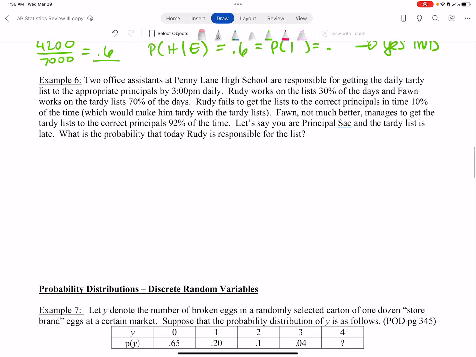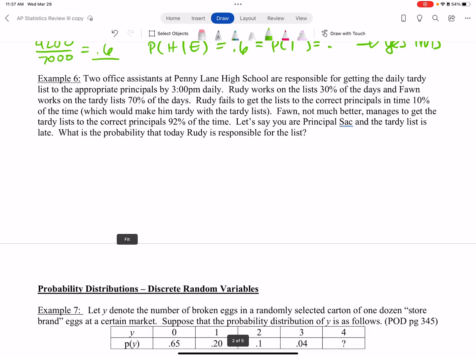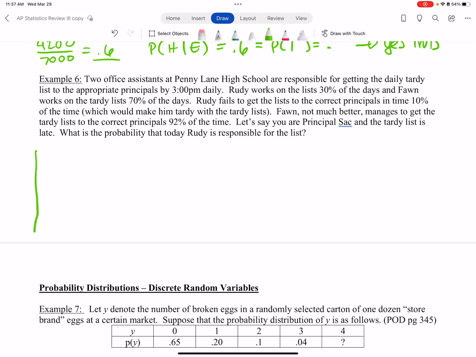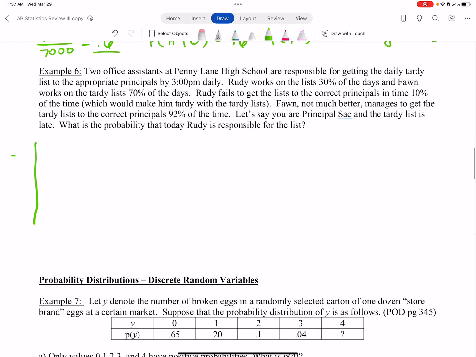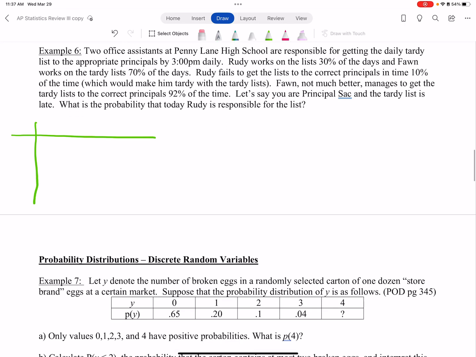Okay, for example 6, let's look here and see. This is the tardy one. This one sets up nicely as a tree diagram, but I find that if you can set it up as a table, it just helps you a little bit better. So I'm just going to do this. I'm going to set it up as a table.